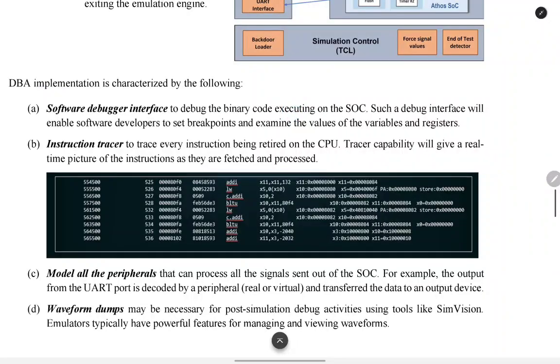DFA implementation is characterized by the following. A. Software debugger interface to debug the binary code executing on the SoC. The debug interfaces will enable software developers to set breakpoints and examine the values of various registers. B. Instruction tracer to trace every instruction being retired on the CPU. The tracer capability will give real-time pictures of instructions as they are fetched and processed.